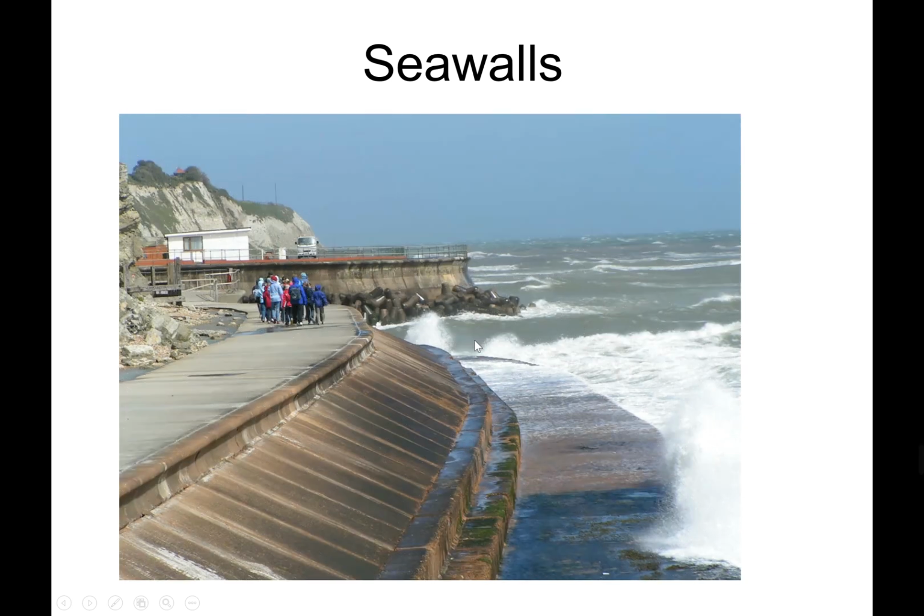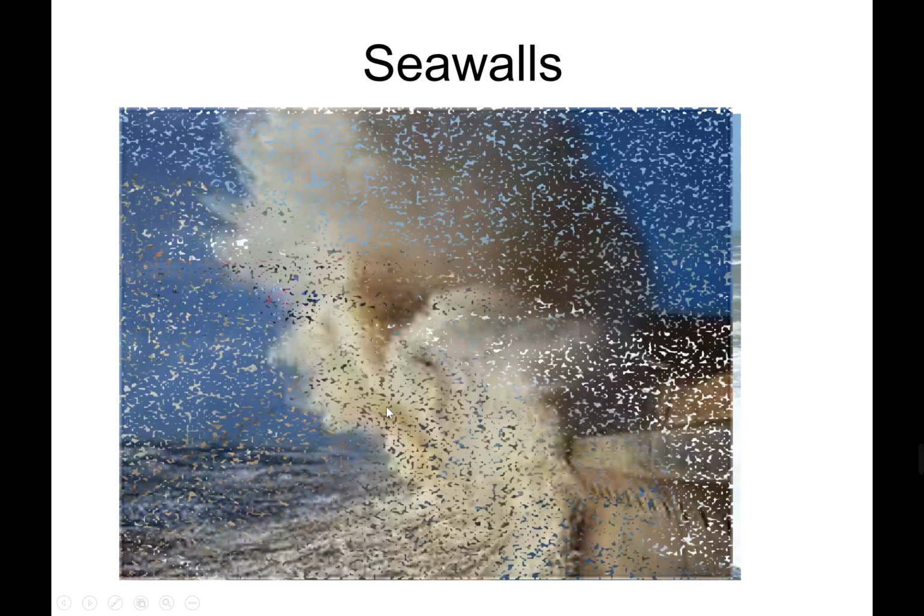So seawalls, first of all, you'll all have seen these. They're in loads of coastal towns around Ireland. They're basically walls that have been built between the sea and the land to protect the land. And what they do is fairly obvious. Instead of the waves breaking on the land, they break on the wall and they don't remove parts of the coast.